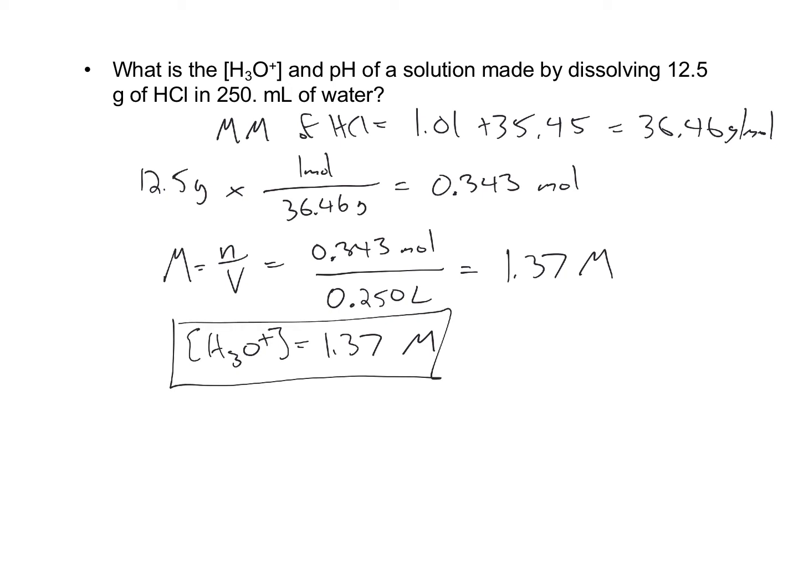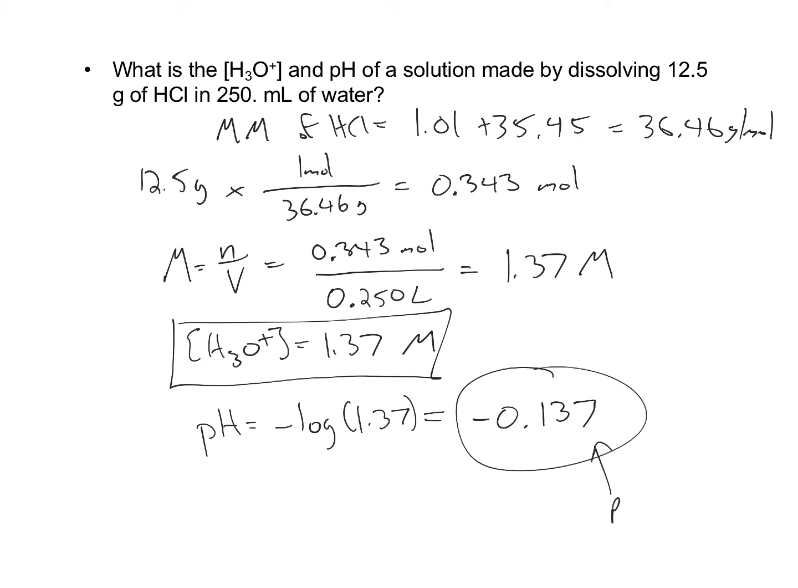Okay, and then we also need the pH, so I just need to take the negative log of the H3O+ concentration, and I get negative 0.137 as the pH. Okay, and I picked this problem specifically because sometimes I find that this surprises students. The pHs can in fact be negative. If the concentration of the strong acid is greater than 1 molar, then the pH is actually going to come out to be negative.